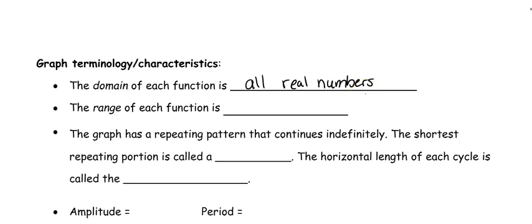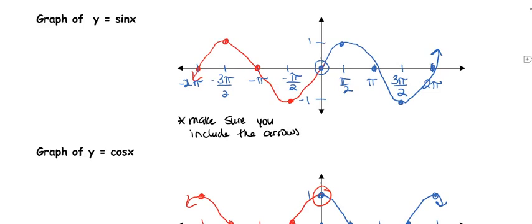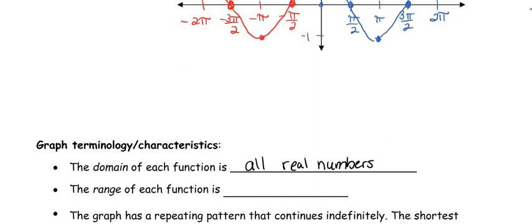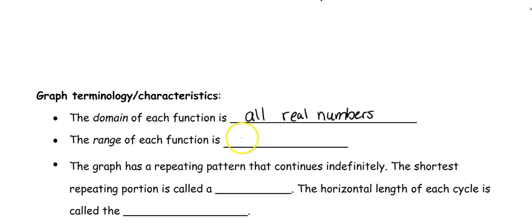Now the range for both of our graphs, it stops at 1, bounces down to a -1, comes back to 1, back down to -1, up to 1 for both the sine and the cosine graph. So the range of your function is going to be from a -1 all the way to a +1. That's just for the general form. The graph has a repeating pattern that continues indefinitely. The shortest repeating portion is called a cycle. That is going to be one trip around your circle from 0 to 2 pi. The horizontal length of each cycle is called the period.